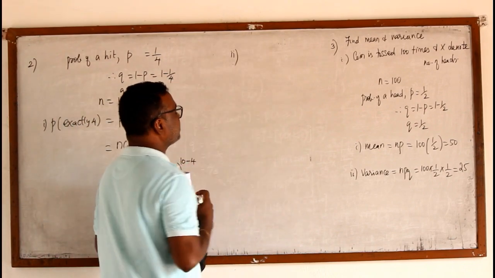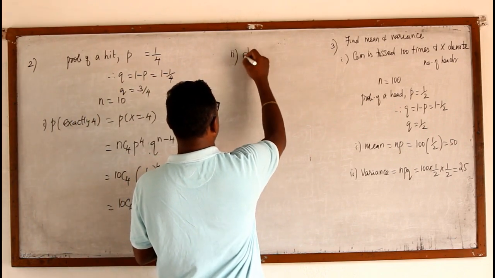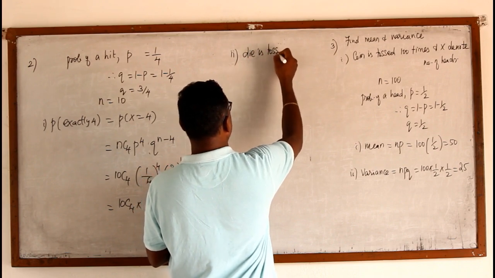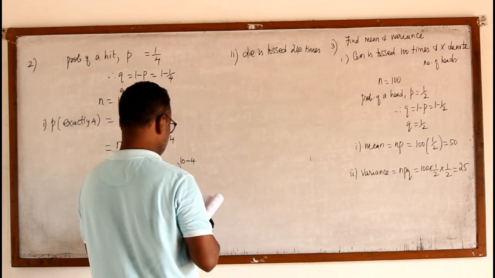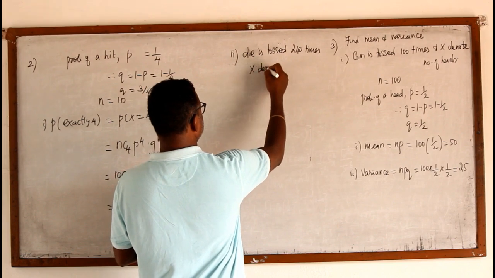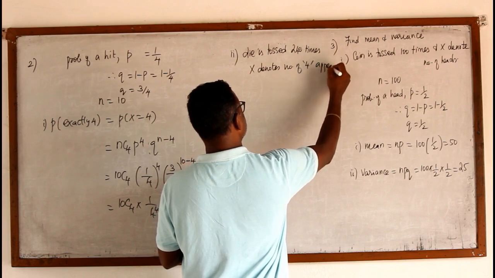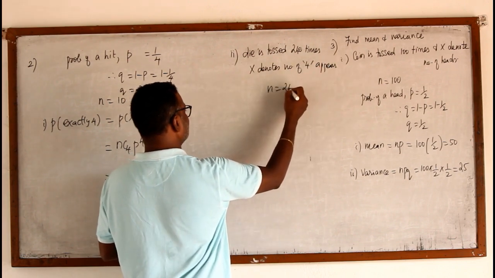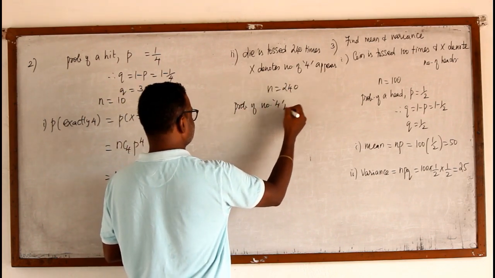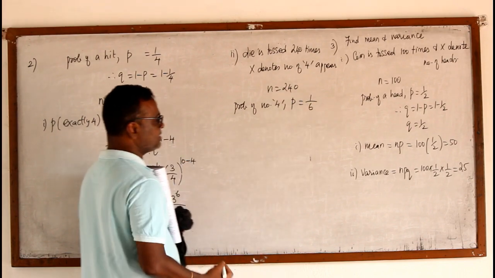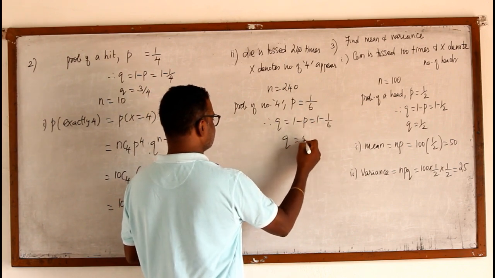Second, a die is tossed 240 times and x denotes the number of 4s that appear. So here n equal to 240. Probability of number 4 is considered to be success. That is 1 out of 6, isn't it? Therefore q is 1 minus p, 1 minus 1 by 6. So q is 5 by 6.